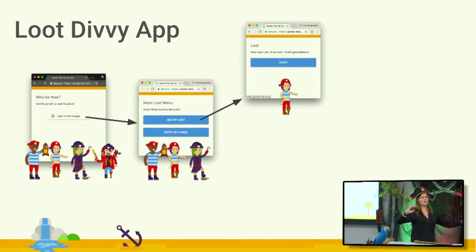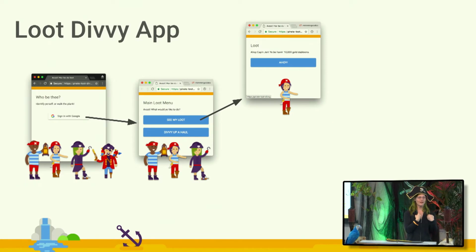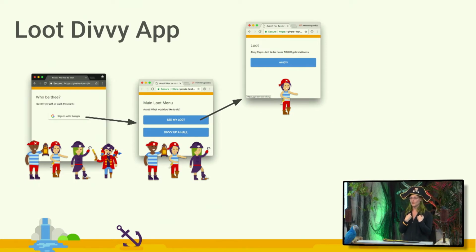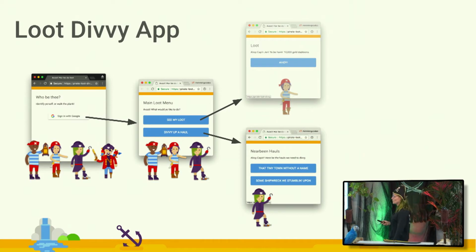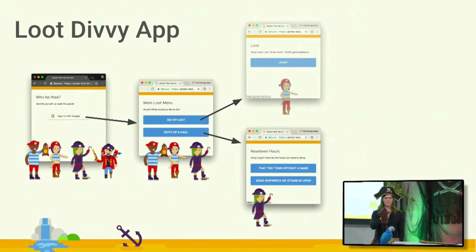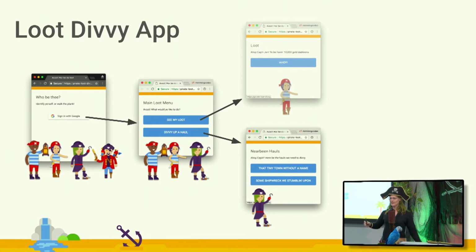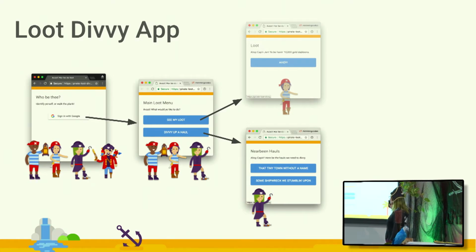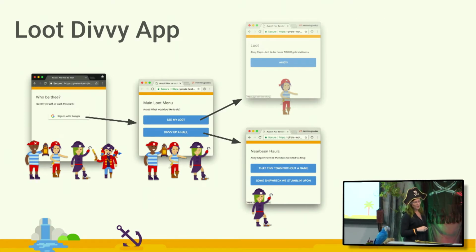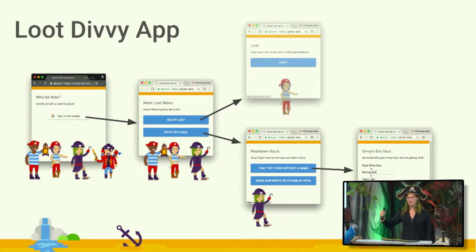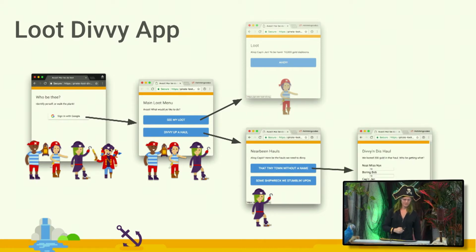Then we want any pirate on the crew to be able to see their own stash of gold, so that they know how much is waiting for them when our voyage ends. And then we want leaders of the crew, which is only me, because I'm the captain. But if I were to recruit lieutenants, they might also have access to the leadership control. We want them to be able to divvy up loot to all of the other members of the crew.